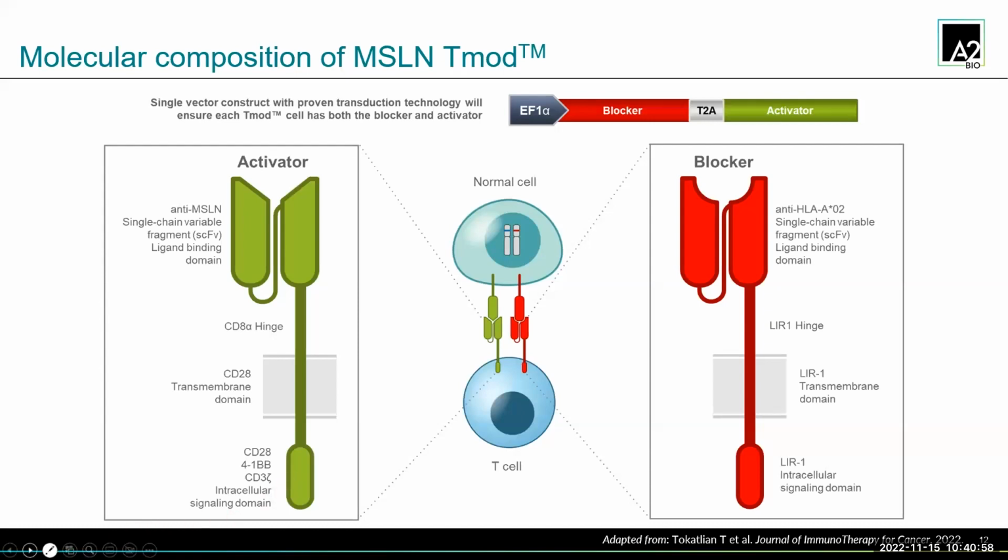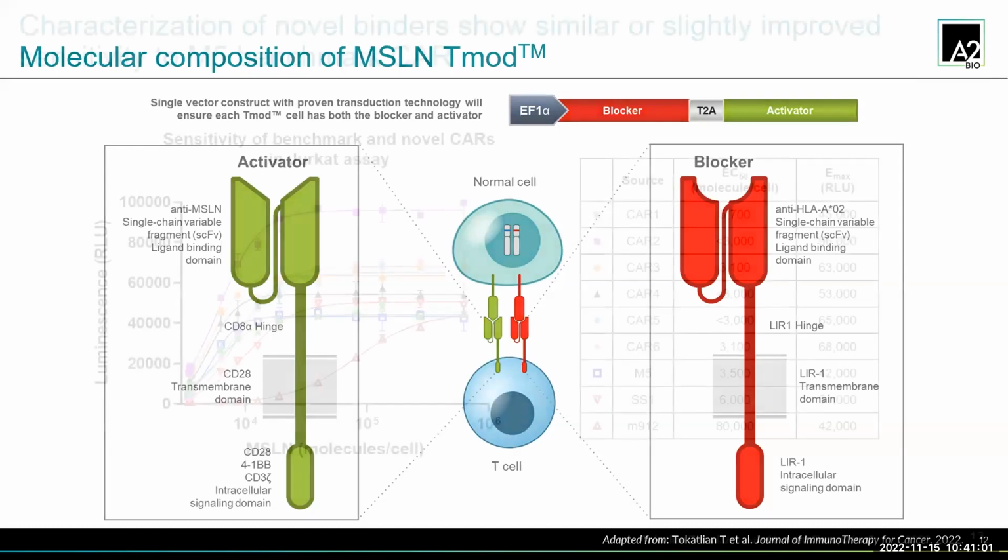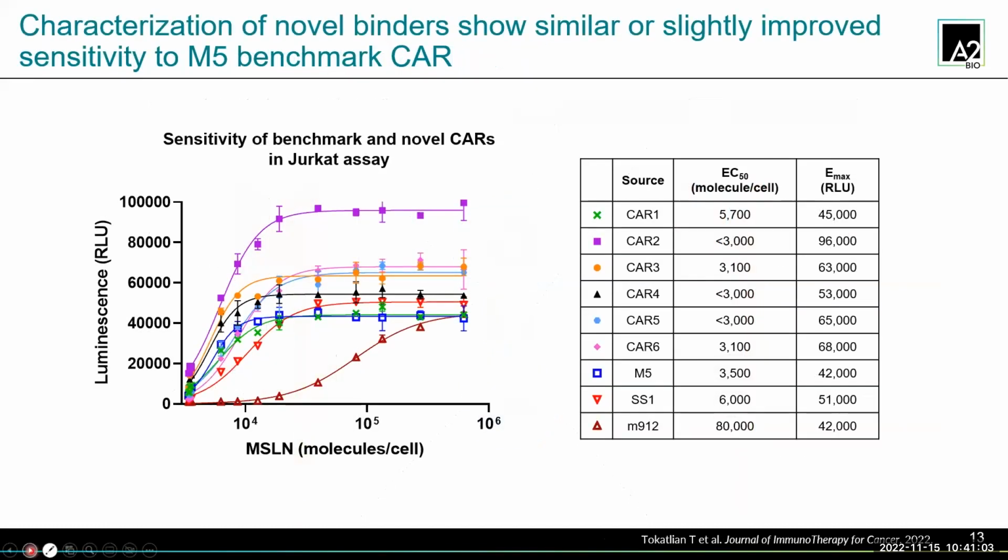So in developing our mesothelin TMOD system, we first wanted to identify an optimal mesothelin CAR. So we used an antibody display technology to generate novel binders against full-length mesothelin. This is described in detail in the manuscript. But the key thing is that these binders were generated, then converted into CARs and transiently expressed in Jurkat cells, which encode a NFAT luciferase reporter gene.